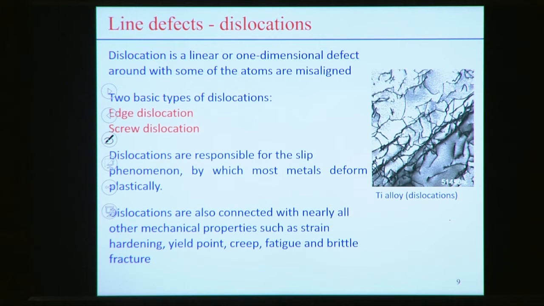Dislocation is a linear or one-dimensional defect around which some of the atoms are misaligned. There are two basic types of dislocation, edge dislocation and screw dislocation. That is the representation of the dislocation. If you look at the right hand side figure, here you can see the dislocations observed in a titanium alloy.